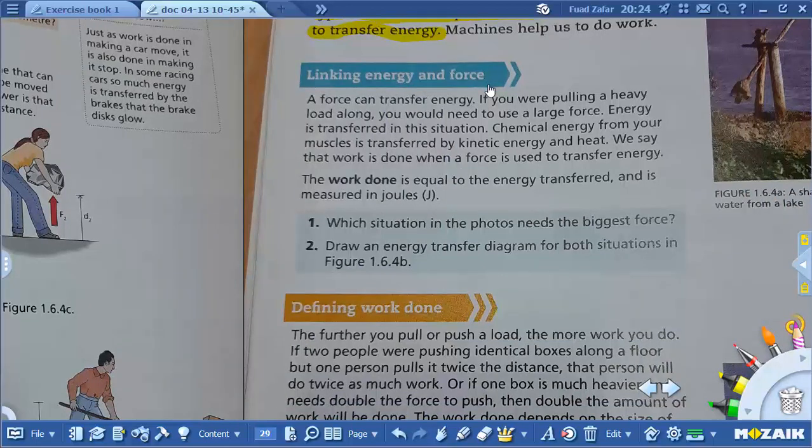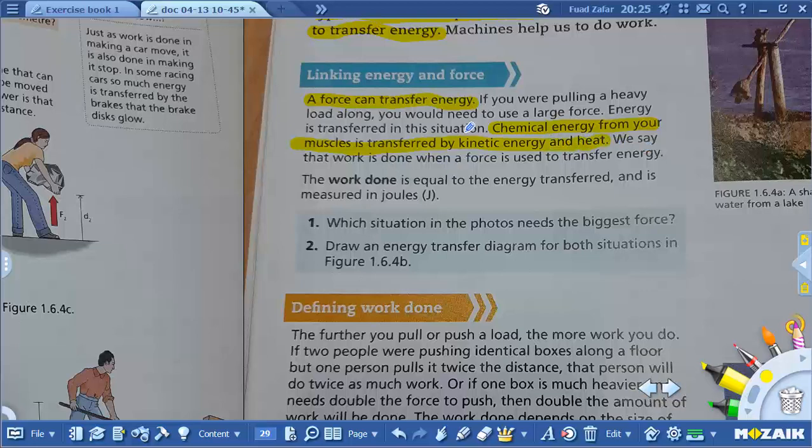Linking energy and force. That means connecting both of them, how energy and force work together. Force can transfer energy. If you were pulling a heavy load along, you would need to use a large force. That means if you want to pull something heavy, you need a large force. Energy is transferred in this situation. So when you're doing this, there's a transfer of energy. Chemical energy from your muscles is transferred to kinetic energy and heat.